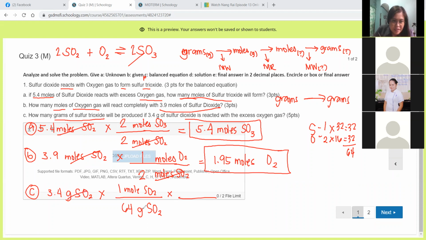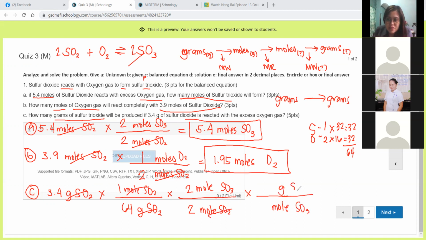So, the grams cancel. Therefore, here is the moles of sulfur dioxide, and on top, the moles of sulfur trioxide. So 2 moles of sulfur dioxide is needed to make 2 moles also of sulfur trioxide. Now, grams is what we are looking for, so we need to continue. Moles of sulfur trioxide cancel, and on top, grams of sulfur trioxide. And what is this? It's the molecular weight of the sulfur trioxide.